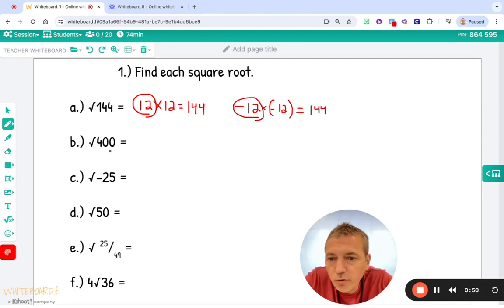So the square root of 400, what number times itself makes 400? Well, we know that 20 times 20 makes 400. So this answer is 20.